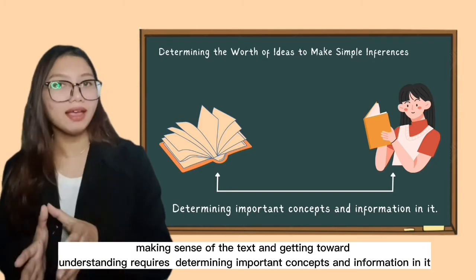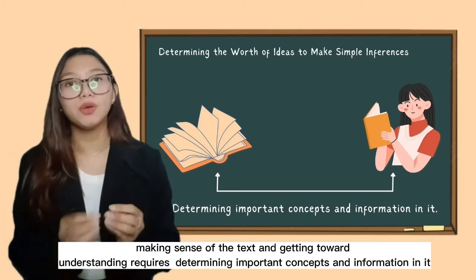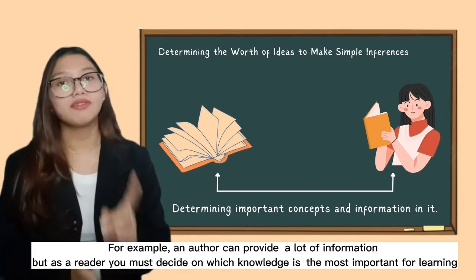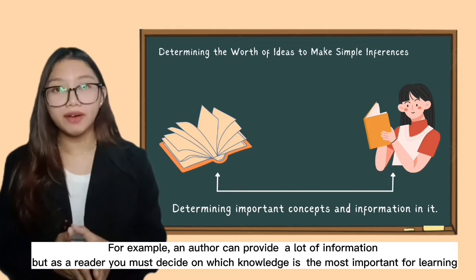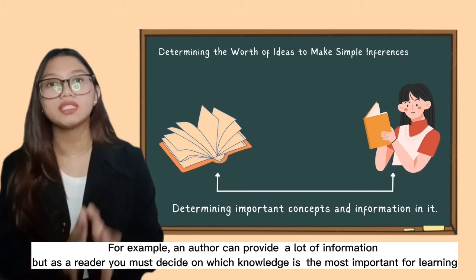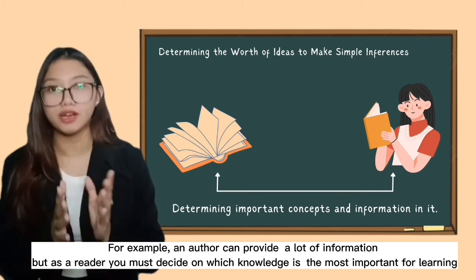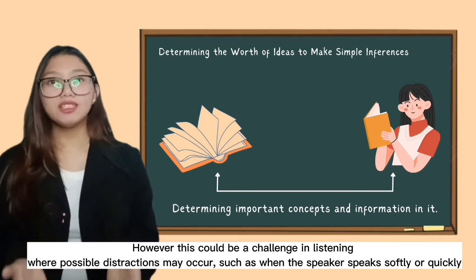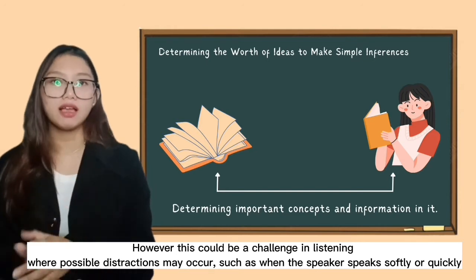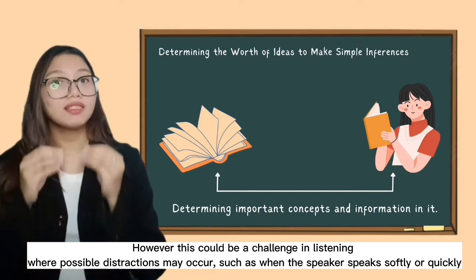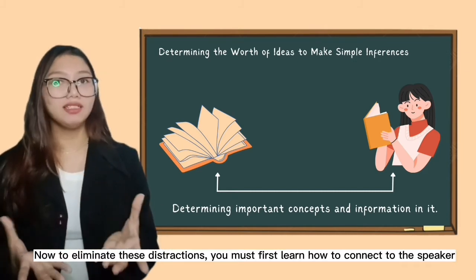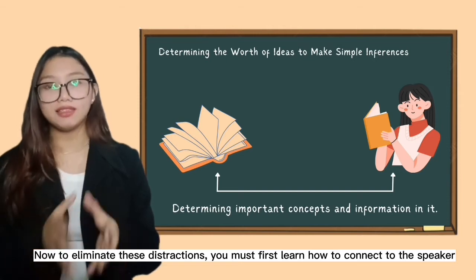Making sense of the text and getting toward understanding requires determining important concepts and information in it. For example, an author can provide a lot of information, but as a reader, you must decide which knowledge is the most important for learning. However, this could be a challenge in listening where possible distractions may occur, such as when the speaker speaks softly or quickly. Now, to eliminate these distractions, you must first learn how to connect to the speaker.